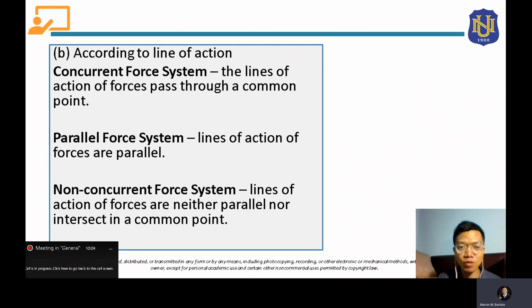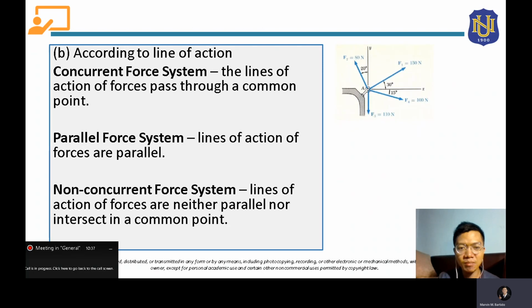Now for parallel force system, the lines of action of forces are parallel. So all of the forces involved in a parallel force system are parallel with one another. The third one is the non-concurrent force system. The lines of action of forces are neither parallel nor intersect in a common point. So all of the force systems that are neither concurrent nor parallel are non-concurrent force systems.